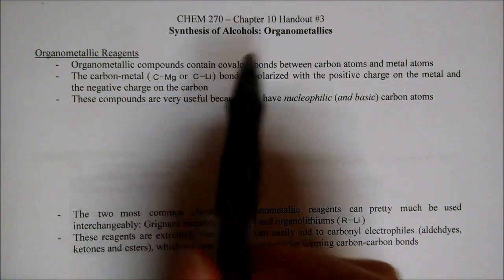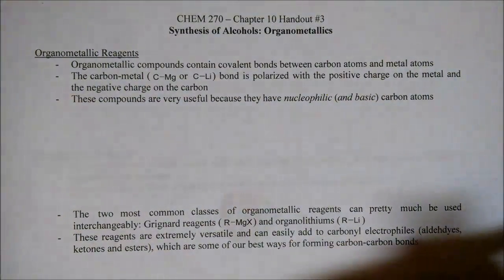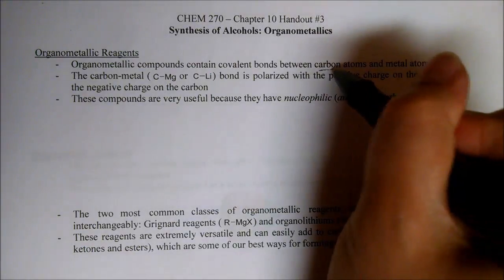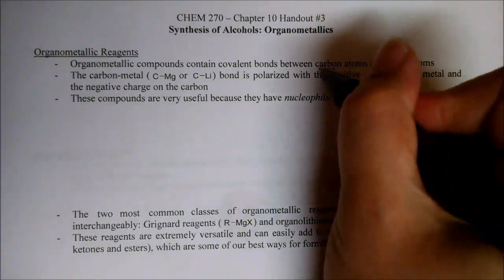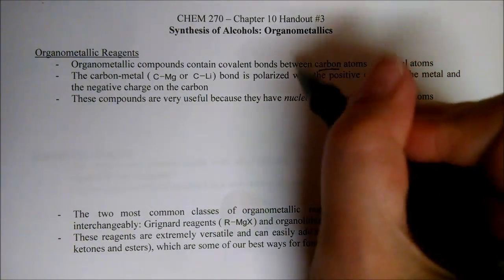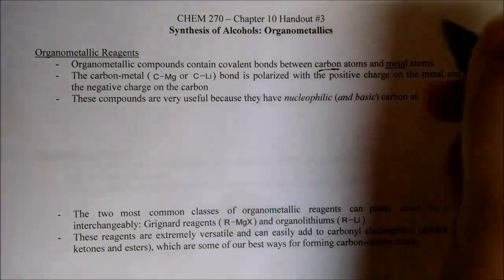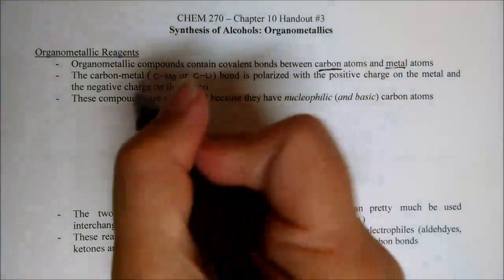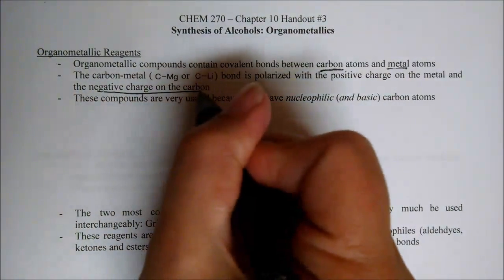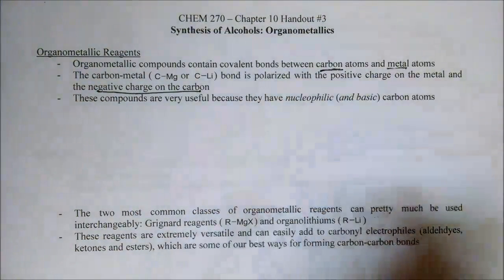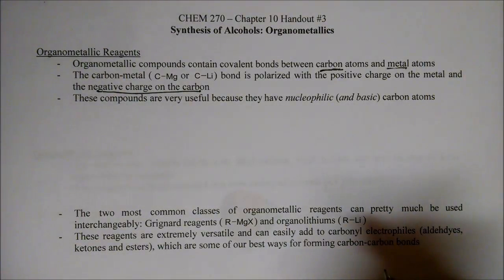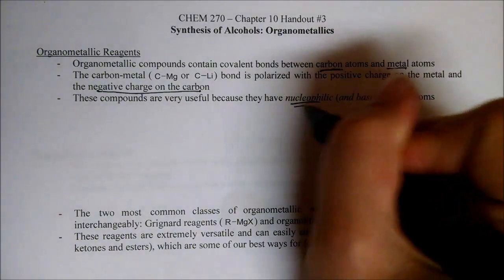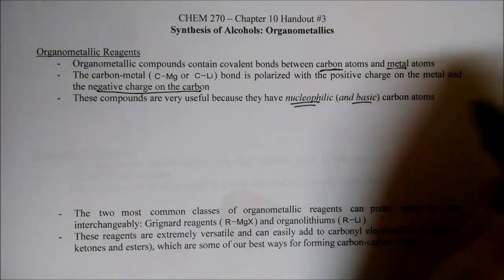Organometallic compounds contain covalent bonds between carbon atoms and metal atoms. Carbon and metals. And the carbon-metal bond is polarized with the positive charge on the metal and the negative charge on the carbon. These compounds are very useful because they have nucleophilic and basic carbon atoms. This is important later.